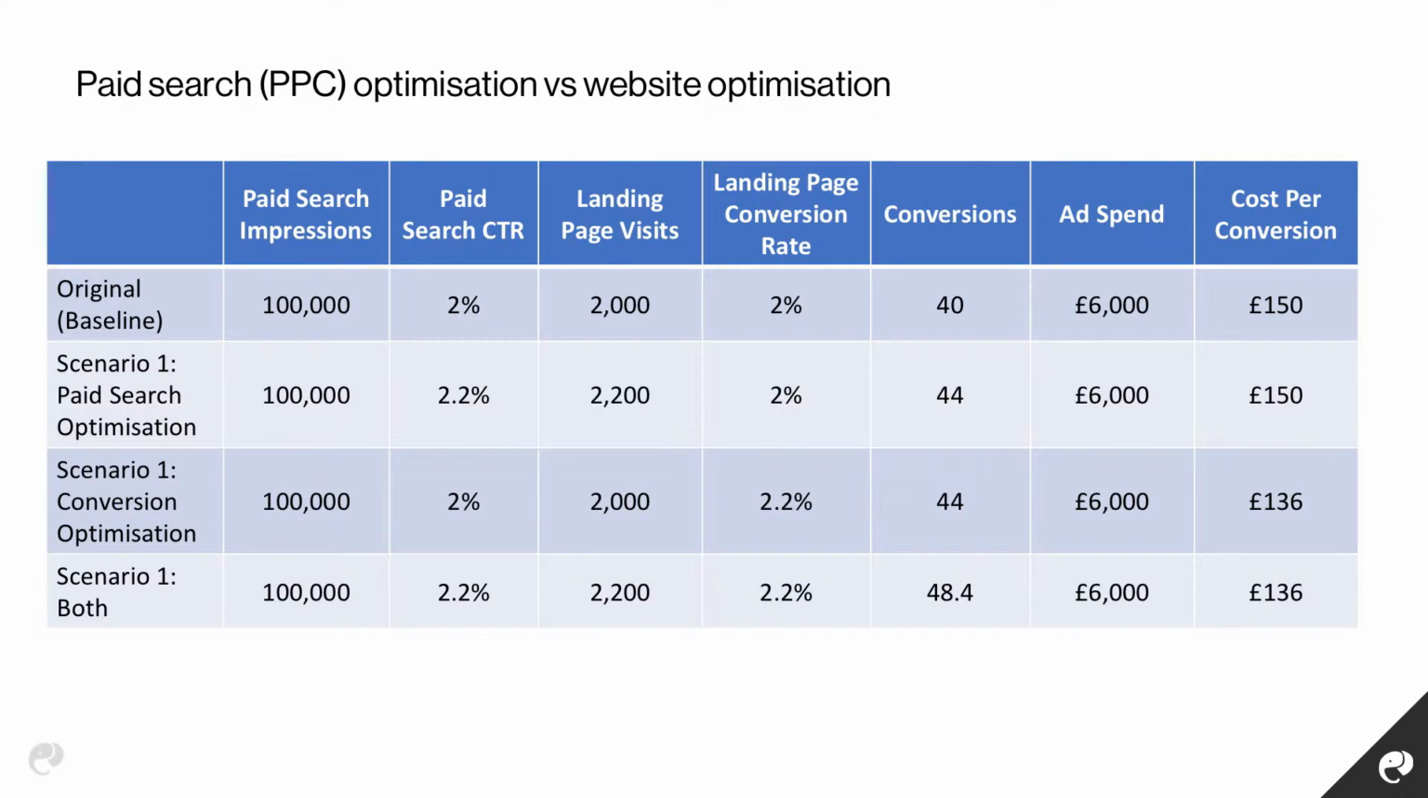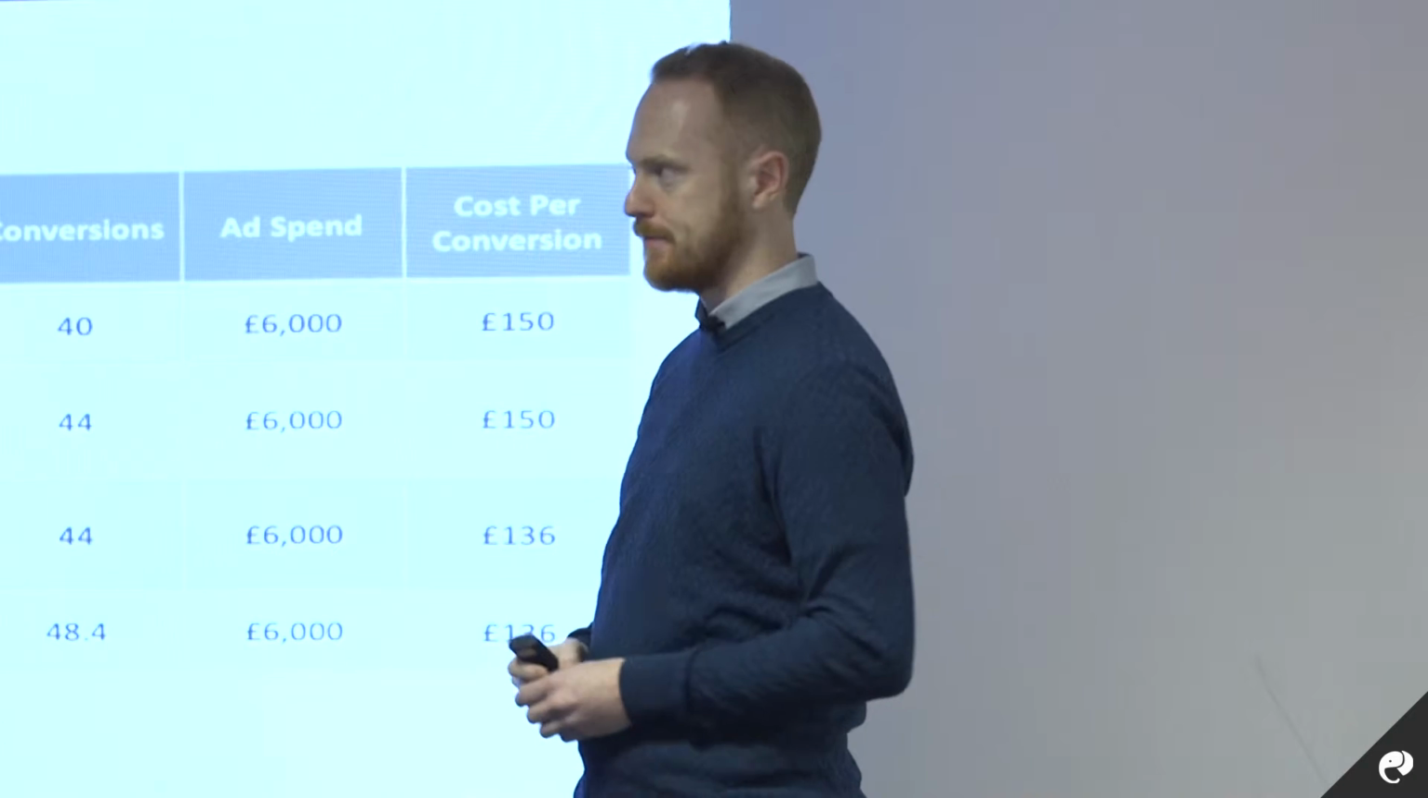If you look at this table here, we're looking at the original baseline at the top. We've got consistent paid search impressions, the number of people that are seeing your ads. And then the click-through rate from the original campaign of 2%. Now we can maybe optimize the paid search campaign a little bit and get a slight uplift, which gives us slightly more visitors on the same conversion rate, slightly more conversions, and pretty much the same cost per conversion, the same ad spend.